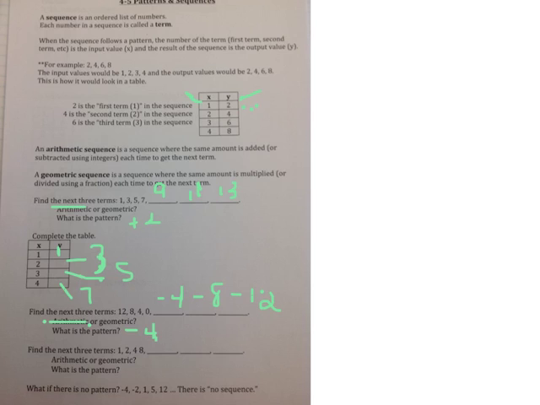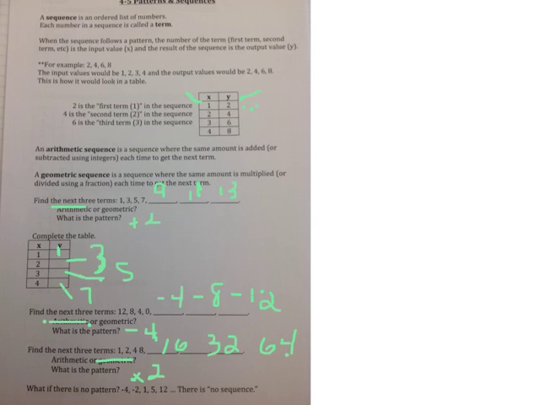Now find the next 3 terms in 1, 2, 4, and 8. Well, 1 plus 1 is 2, but 2 plus 1 is not going to get me to 4. So what's happening here? It looks like it is geometric, because 1 times 2 is 2, 2 times 2 is 4, 4 times 2 is 8, 8 times 2 is 16, 16 times 2 is 32, and 32 times 2 is 64. And the pattern here is times 2.